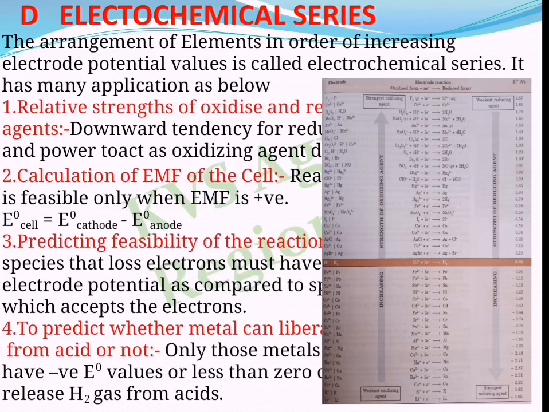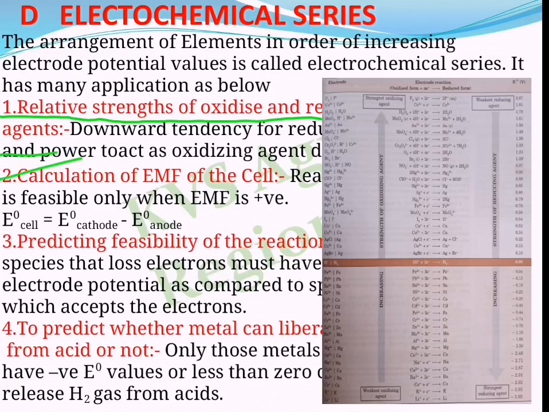Now it has many applications. Let's see the applications one by one. The first application is the relative strength of oxidizing and reducing agents. Downward, the tendency for reduction and power to act as an oxidizing agent decreases. नीचे जाने से लॉस करने की एबिलिटी कम हो रही है और लॉस करने की क्षमता बढ़ती है और गेन करने की क्षमता घट रही है.